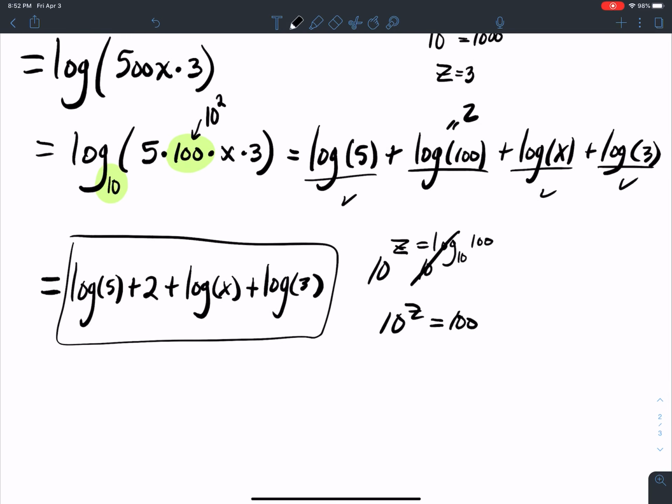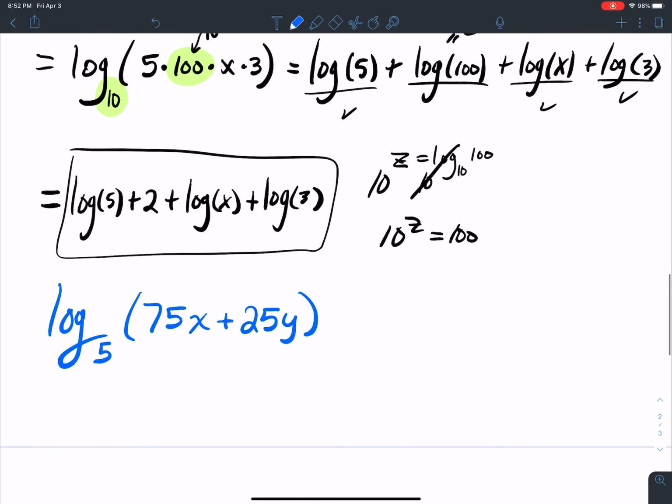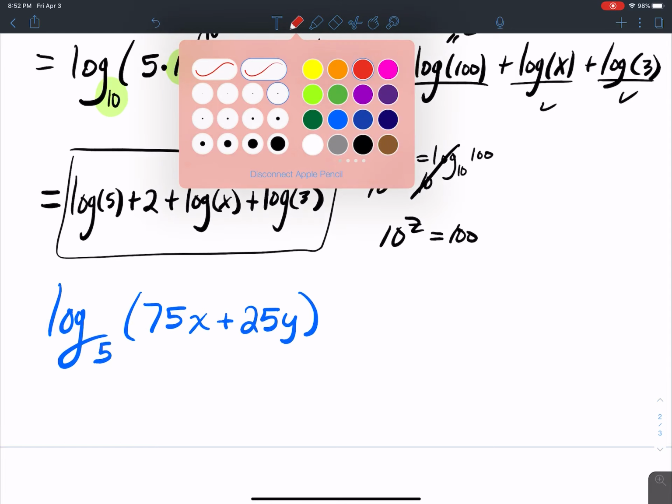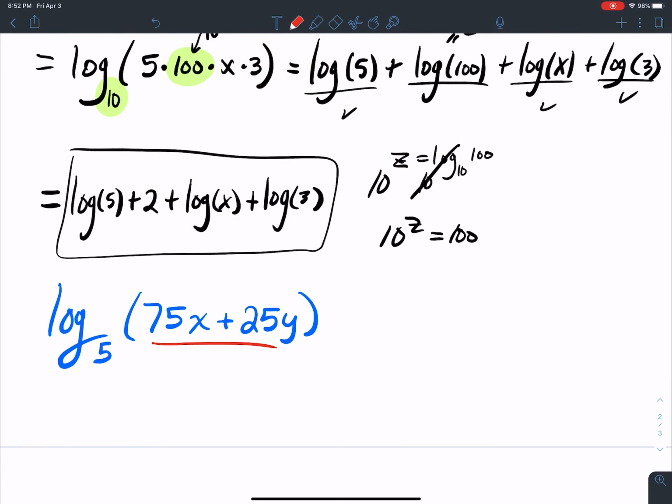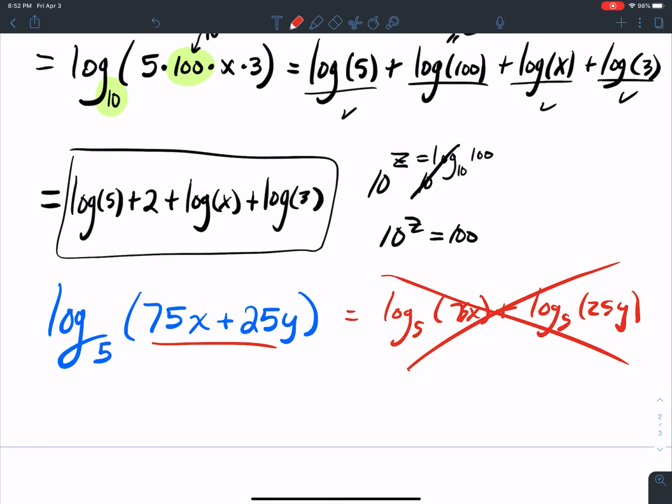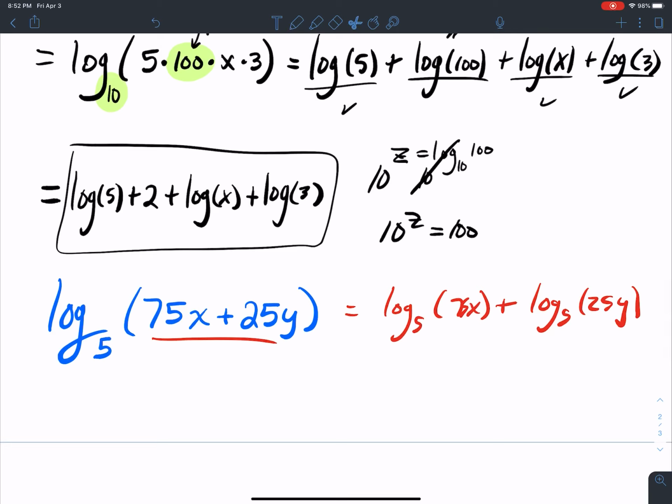All right? Now this next one here, this next one's really tricky. And I promise you, if you're not paying attention right now, you're going to miss this one in your homework or on an exam if it ever popped up. Okay, so you got to be very careful with this. What I see a lot of students do here, they see, oh, it's plus inside. So now this is going to be log base 5, 75x plus log base 5, 25y. And that is completely wrong. Do not do that, okay? That's really, really bad. No, okay?